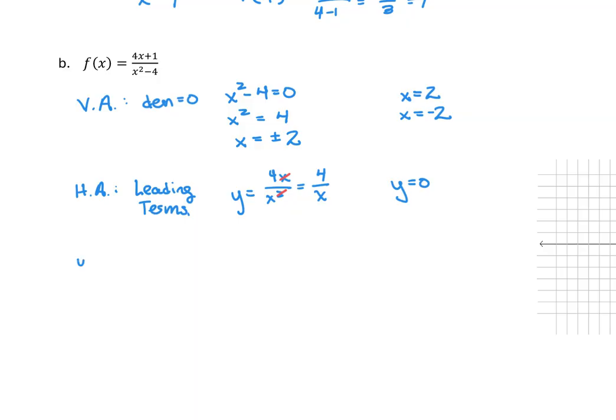All right, we want our intercepts. And so for our y-intercept, we let x equals 0. And if we plug in 0 for x, what we get is 4 times 0 plus 1 over 0 squared minus 4. Any term that contains a 0 in it goes away, and what we're left with is -1/4. So our y-intercept, when x is 0, y is -1/4.